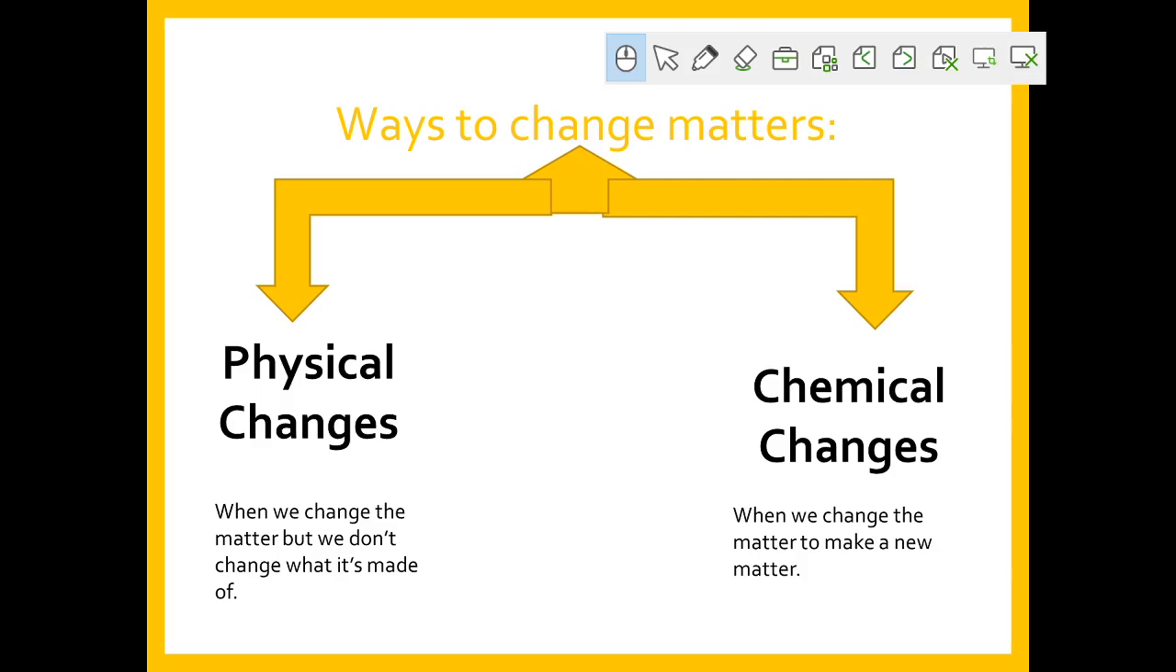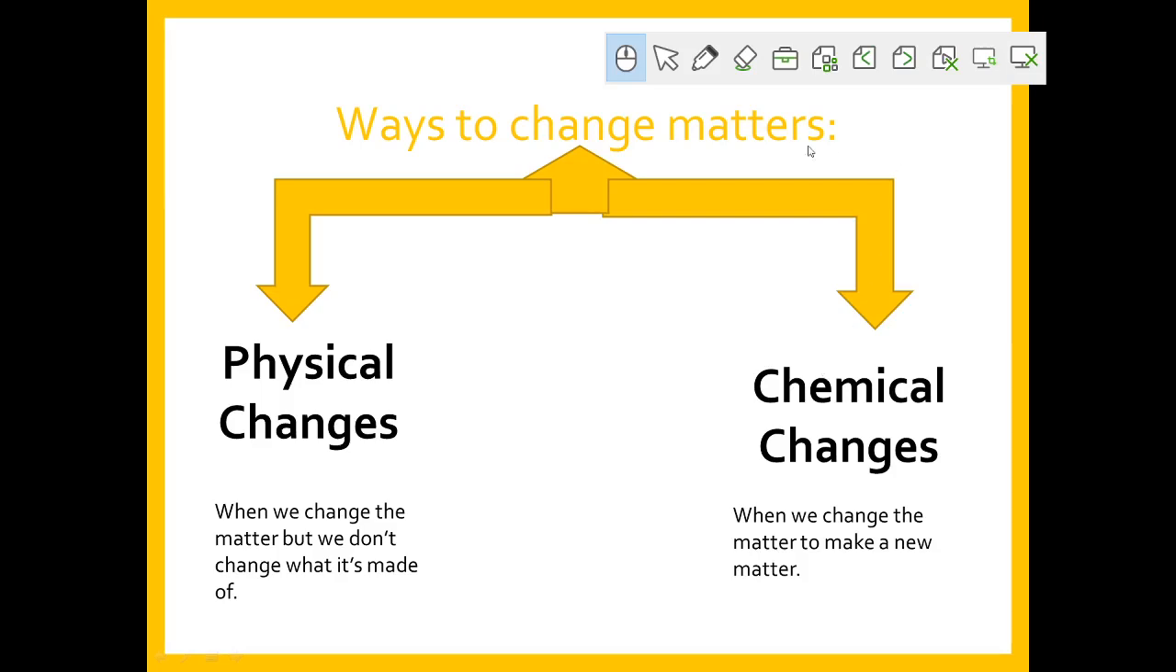You have to know that we have two ways to change matter: physical change and chemical change. So, these are the ways to change matter. The first way is physical change. The second way, chemical change. Say physical change, physical. Chemical change, chemical. Okay? In our lesson, we will focus on the physical change. After two lessons, we will focus on the chemical change.